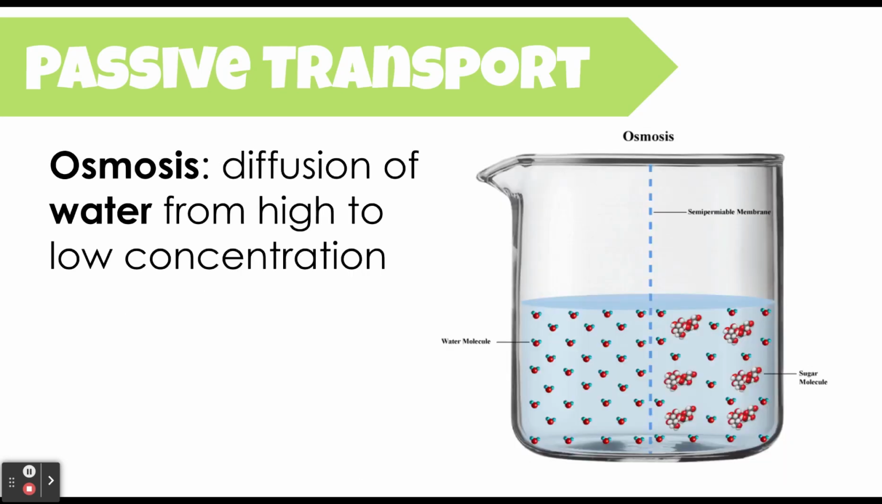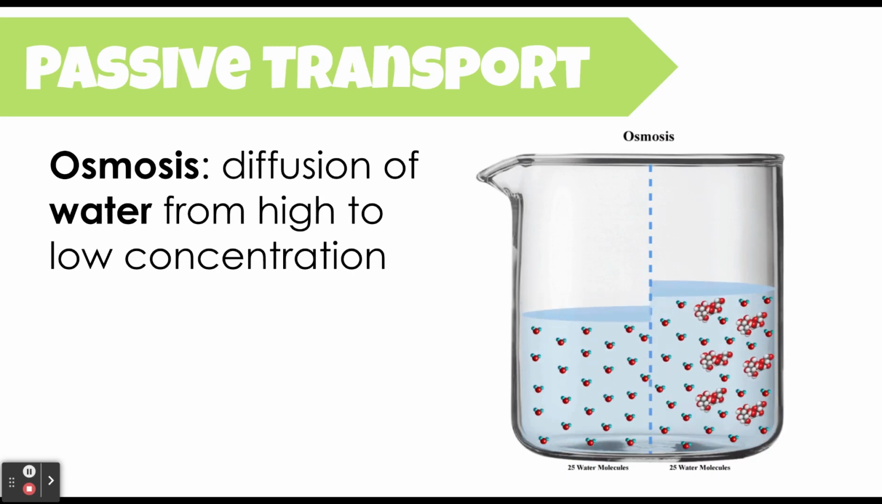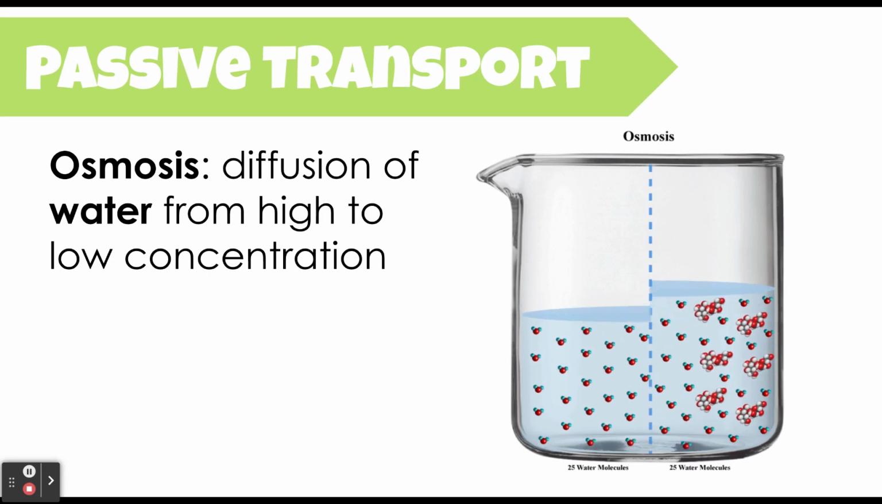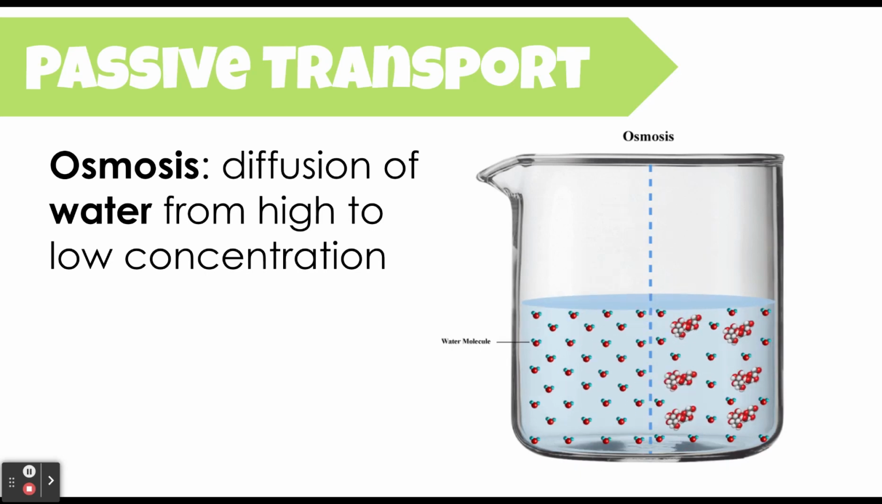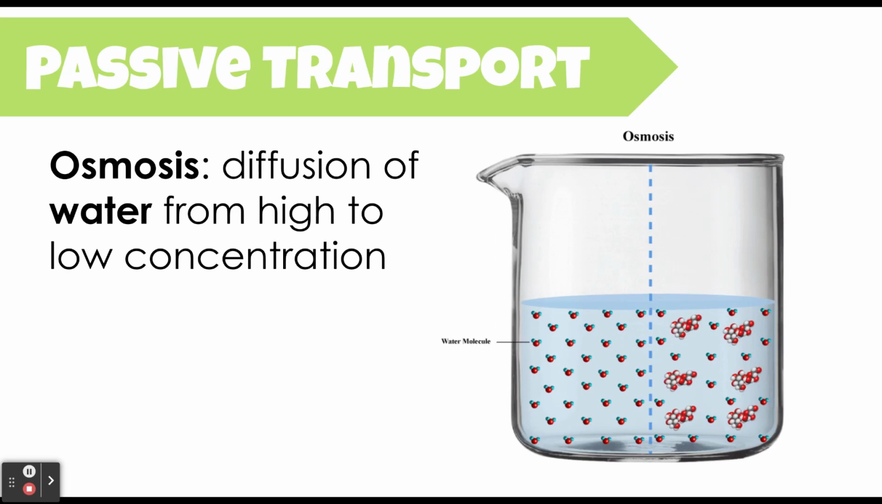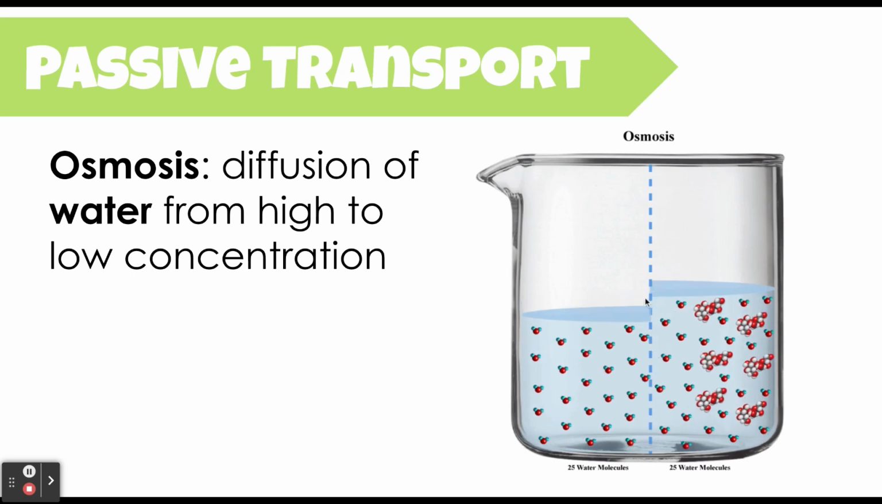Osmosis is a type of diffusion. So this is, again, moving from high to low concentration. But what separates this type of diffusion is that the movement involves water molecules in particular. So water is moving through a cell membrane, and again, it's moving from where there's high concentration of the water molecules to where there's a lower concentration.